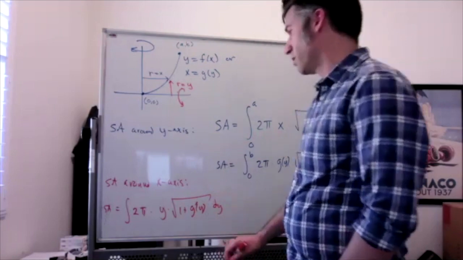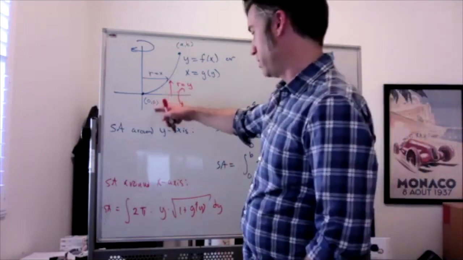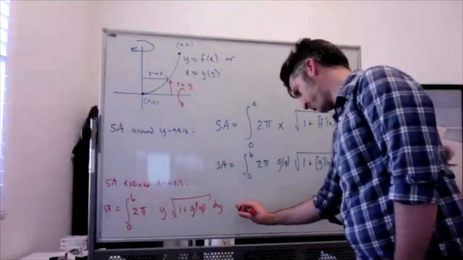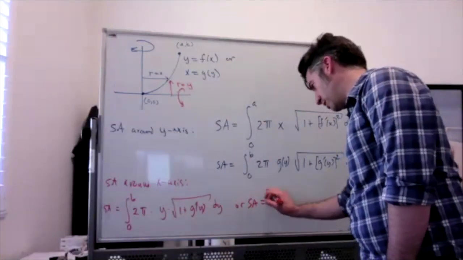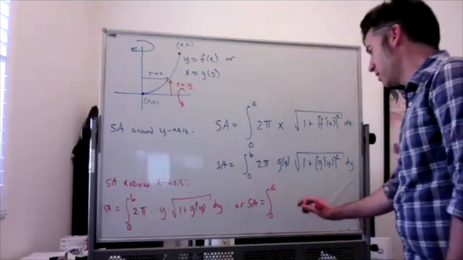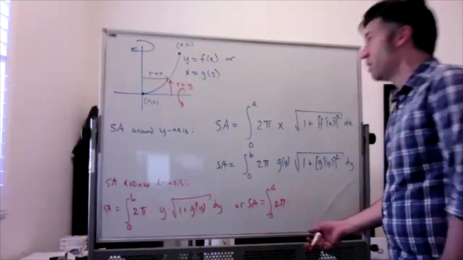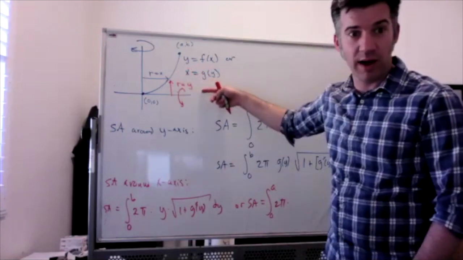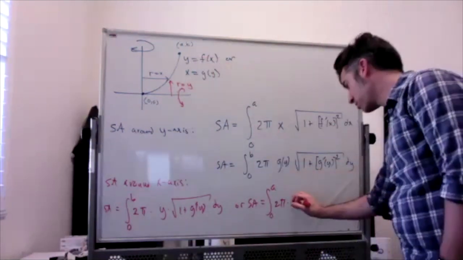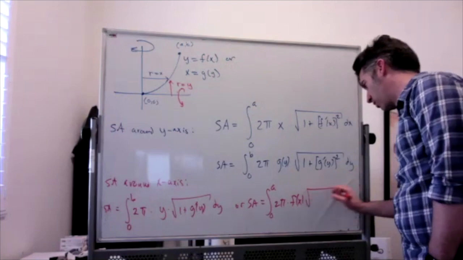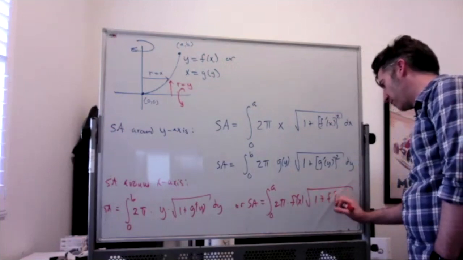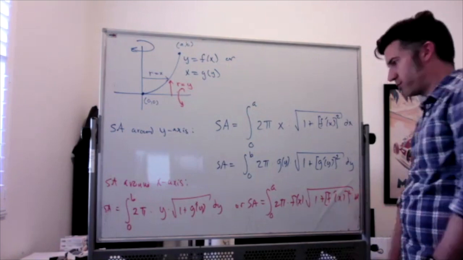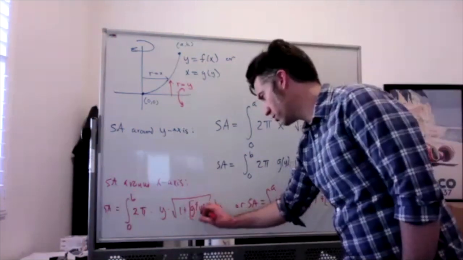dy. And then y would go from 0 to b. Or it would be the integral from 0 to a of 2 pi times not x, but the radius in terms of x. The radius is y. Y equals f of x times the square root of 1 plus f prime of x squared dx. Oh, that should be squared, sorry.